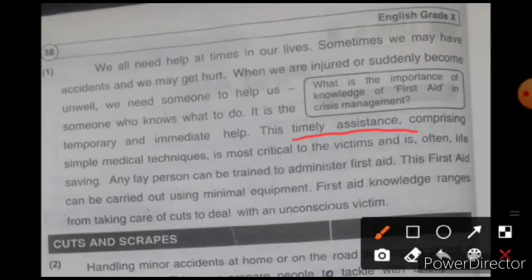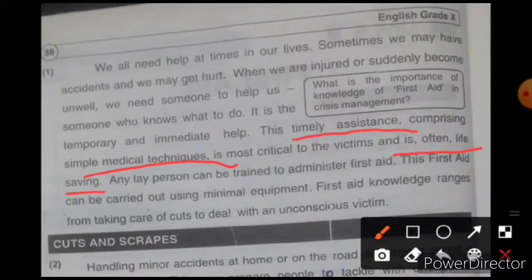And what does it have? It has simple medical techniques, and it is the most critical to the victim and is often life-saving, because this timely assistance that comprises simple medical techniques is often life-saving. And life-saving means you are saving the life of a certain person. For example, a person is getting a heart attack. Now if you know the techniques to cure or heal him, definitely if you use those techniques, you can save that person's life.